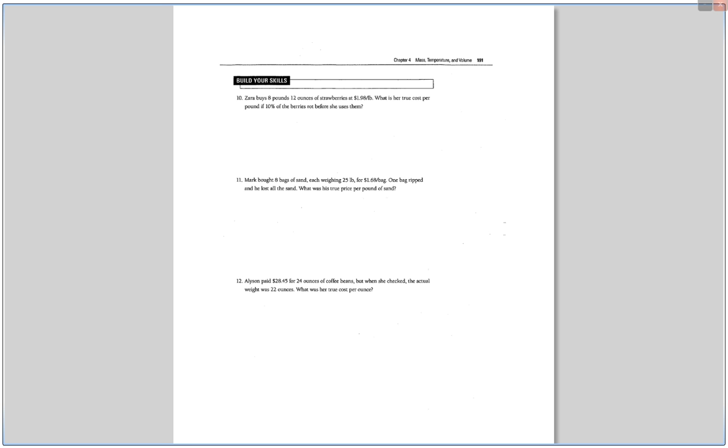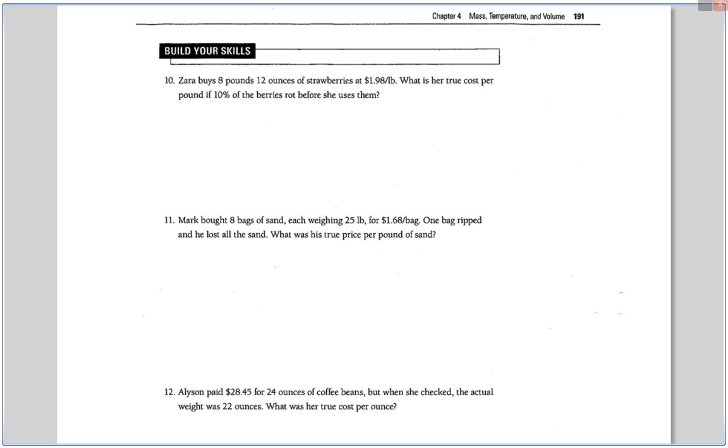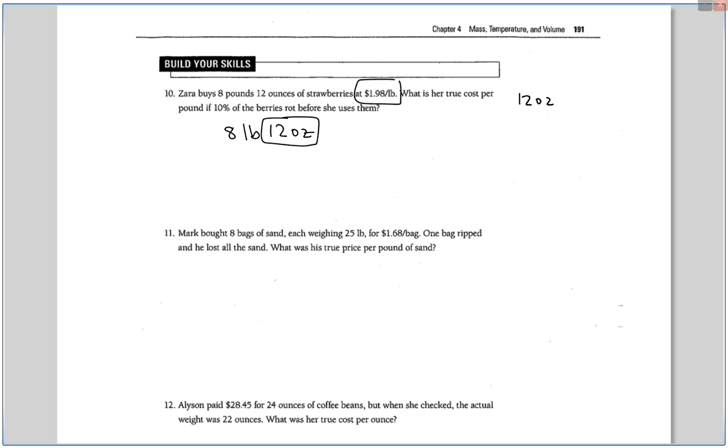Build your skills 10, 11, and 12. Here we go. Okay, now Zara buys 8 pounds and 12 ounces of strawberries at $1.98 per pound. What is her true cost per pound if 10% of the berries rot before she uses them? So this 8 pound, 12 ounce, let's just convert it to all pounds because that's the price. So we have to work with this partial pound, 12 ounces. Okay, what do we know? 16 ounces is 1 pound.